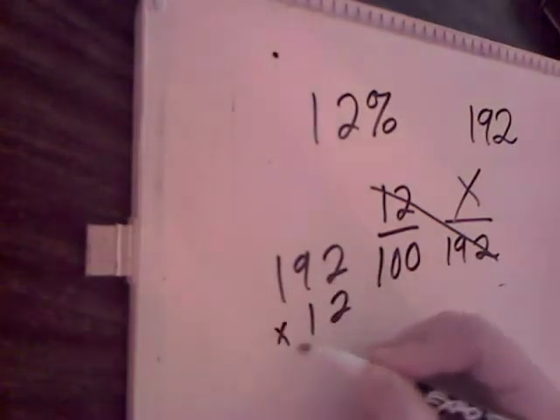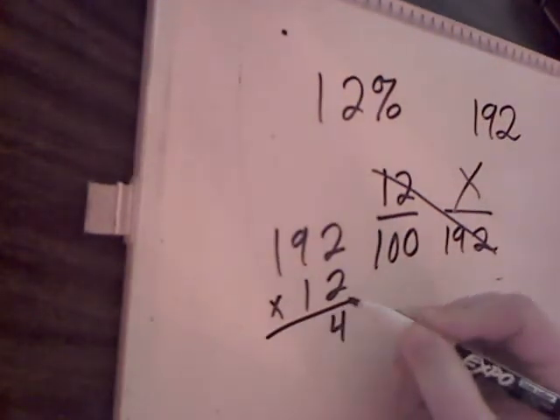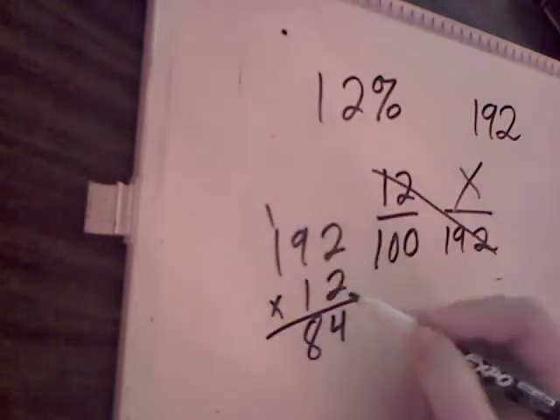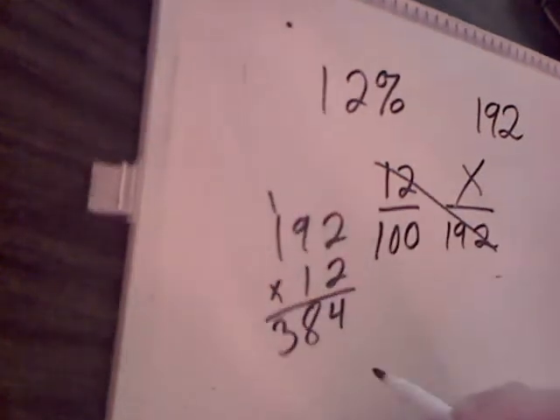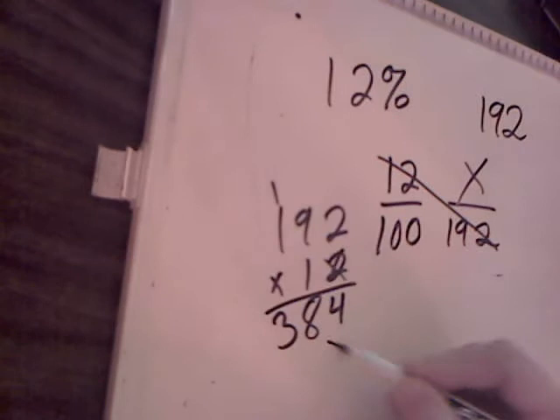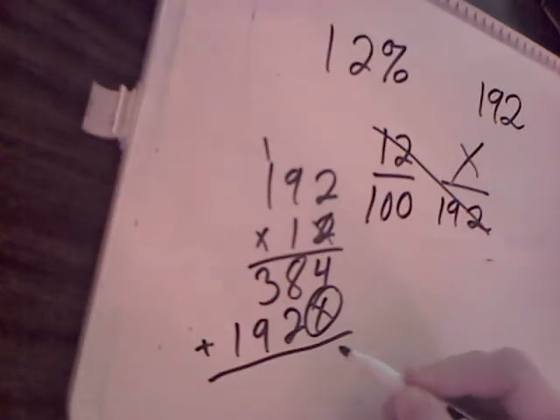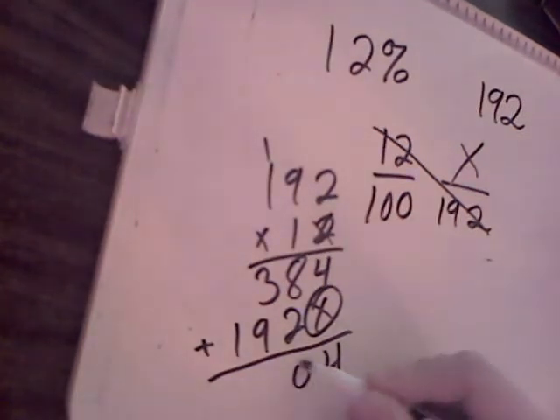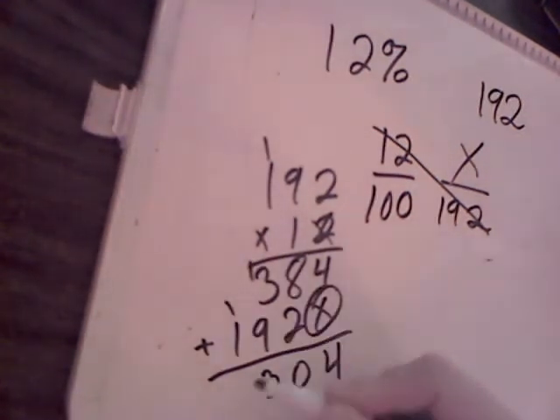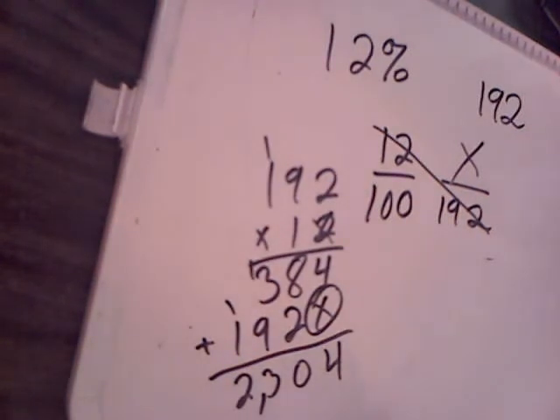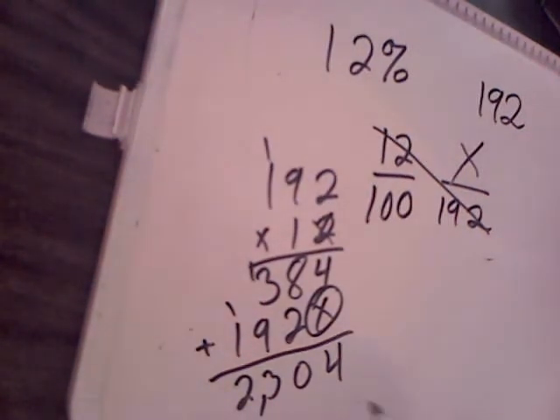192 times 12. 2 times 2 is 4. 2 times 9 is 18. 2 times 1 plus 2 is 3. Done with the 2. Now we're just multiplying by 1. Add these up and we get 2,304. Now, we can't just cross off zeros here because it doesn't end in zeros.